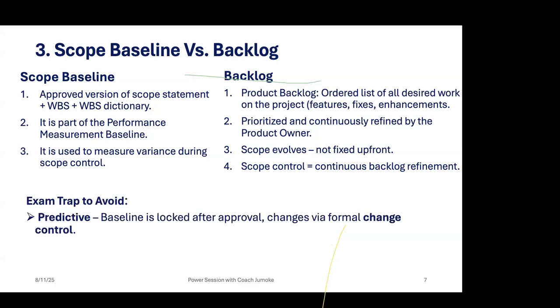Some of the exam traps you should avoid: in predictive, the baseline is locked after approval. When you do your plan and everything, once you are done, it's accepted. And that's why when you do your network diagram and you come up with the critical path, which is the longest path of all the paths in the network diagram, you can say the project will take us 15 weeks to complete. It becomes your reference point. It becomes what performance will be measured against. That's why we say it's the baseline.